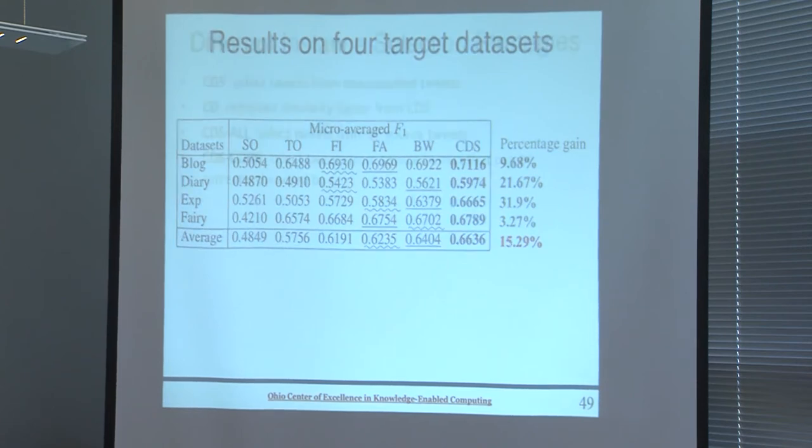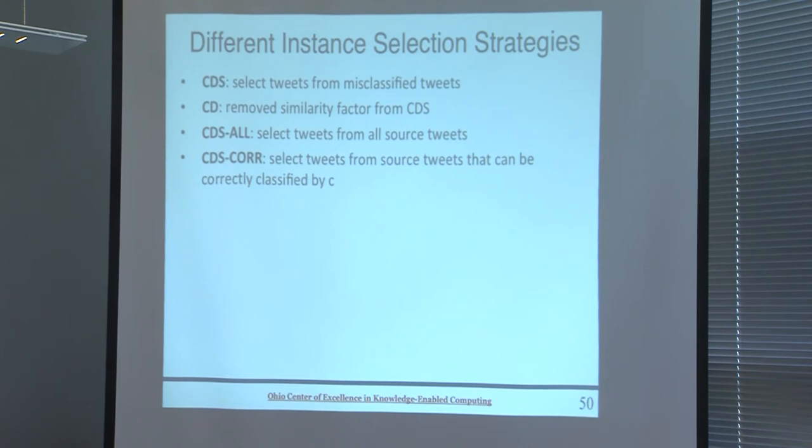And so specifically, previously I talked about why I want to select from misclassified tweets. Here I tried different options. CDS is our proposed approach: select tweets from misclassified tweets. We have the CDSO, where we select from all the source tweets. And CDS correct selects tweets from the source tweets that can be correctly classified by C. So if you compare CDS, CDSO, and CDS correct, the input to CDSO would be the superset of the CDS and CDS correct.